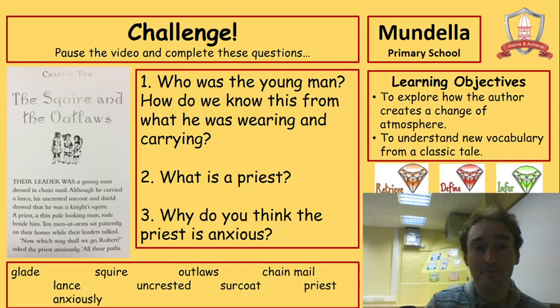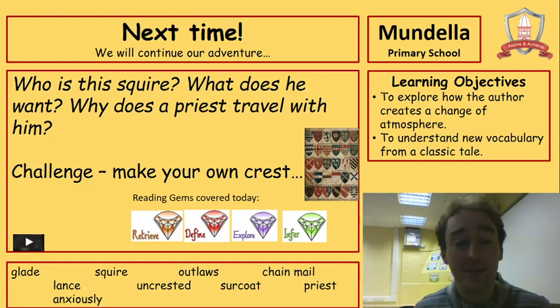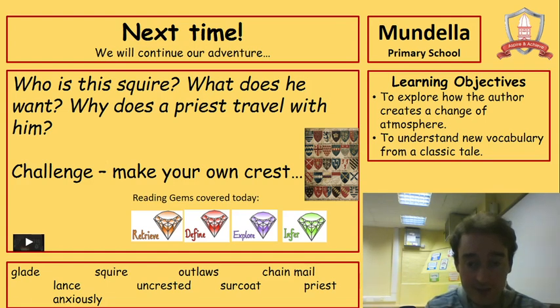Let's move on. So next time we're going to continue our adventure. So I want you to think, who is this squire? What does he want? Why does a priest travel with him? And then, if you want something else to do, look at those crests just there. Maybe at home with your colours and with your pencils, you want to draw and colour and make your own crest. We've today been able to fulfill these gems: retrieve, define, explore and infer. So you've done lots of great reading work and lots of great writing too.